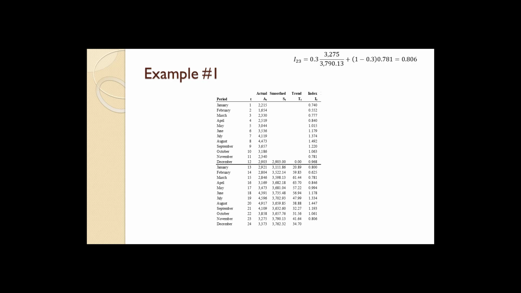The index for November, I sub 23, equals 0.3 times 3,275 divided by 3,790.13 plus 1 minus 0.3 times 0.781 equals 0.806. The index for December, I sub 24, equals 0.3 times 3,373 divided by 3,762.32 plus 1 minus 0.3 times 0.968 equals 0.947.